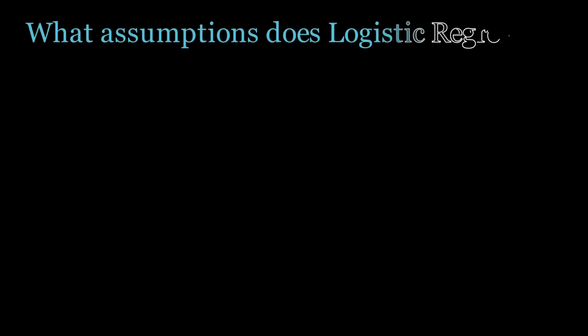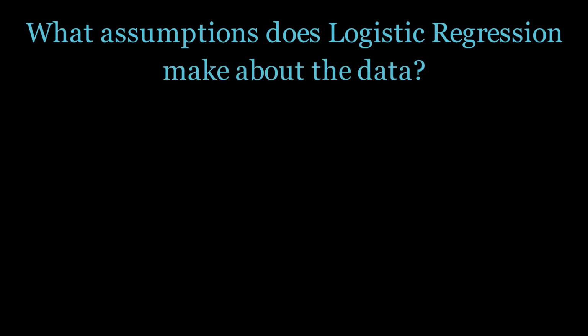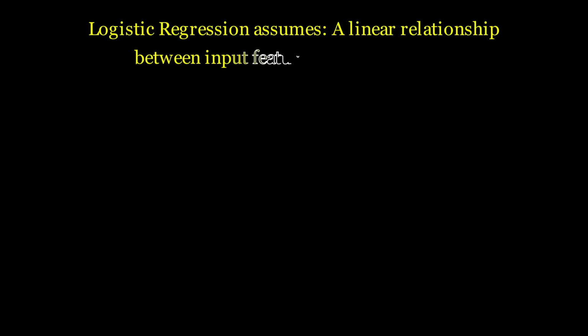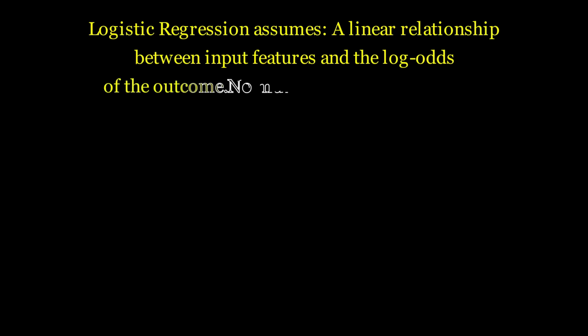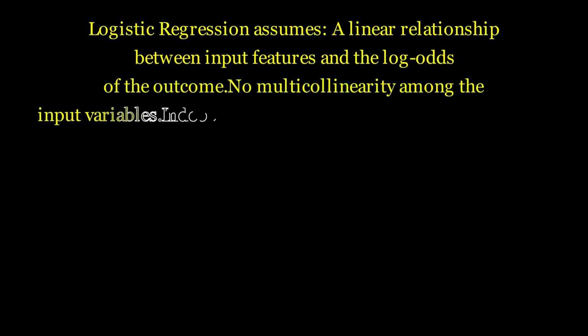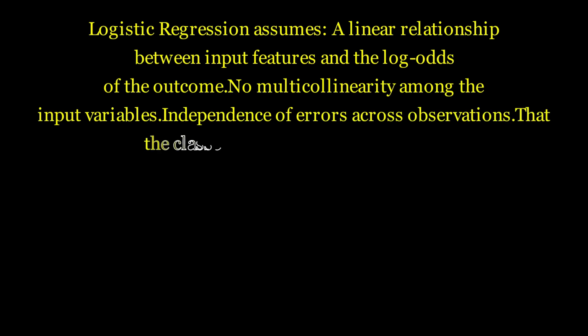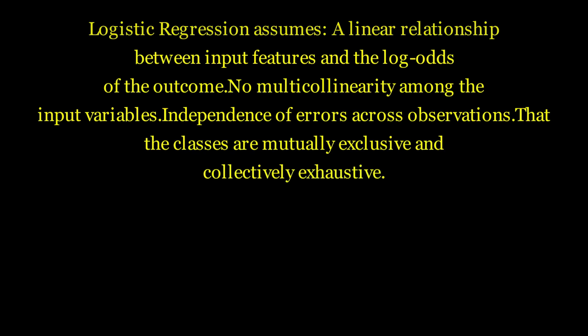What assumptions does logistic regression make about the data? Logistic regression assumes a linear relationship between input features and the log odds of the outcome, no multicollinearity among the input variables, independence of errors across observations, and that the classes are mutually exclusive and collectively exhaustive.